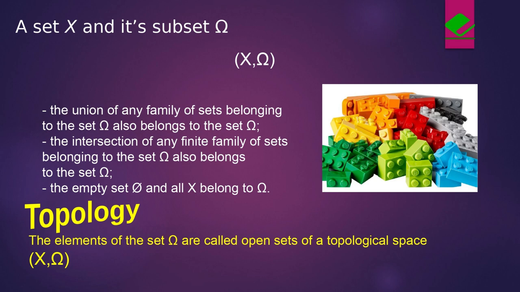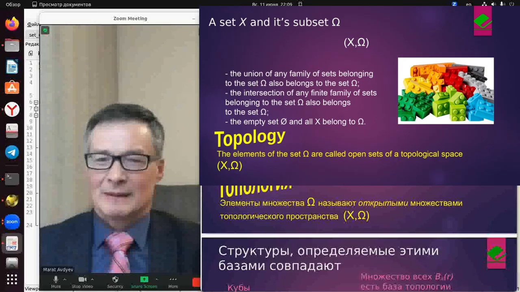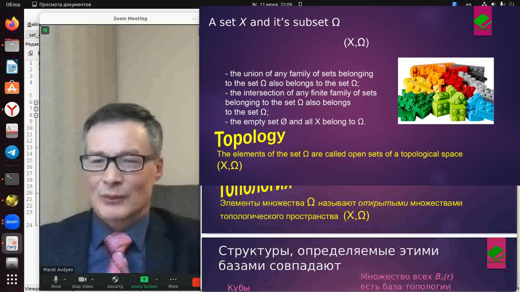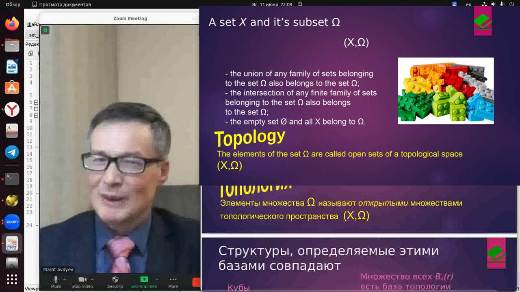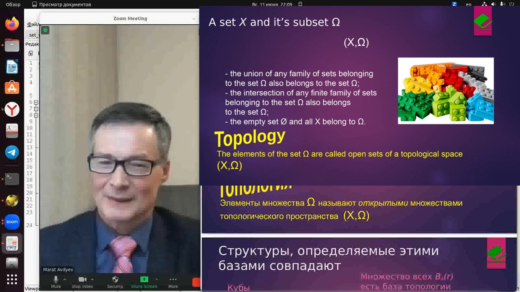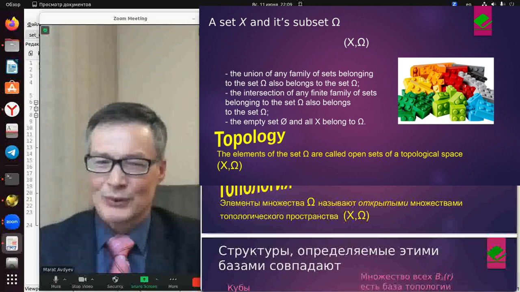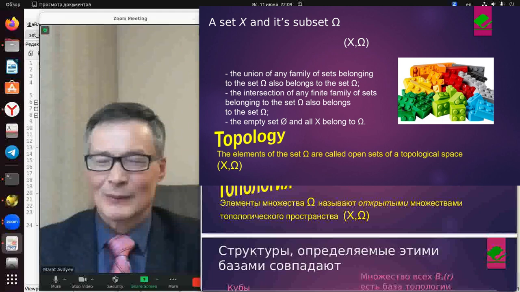The elements of the set omega are called open sets of the topological space X and omega. For simplicity, we can abbreviate it by simply writing X, omitting omega. We will find it convenient to work with such a constructor. Let us return to the search for the proof of the last theorem.